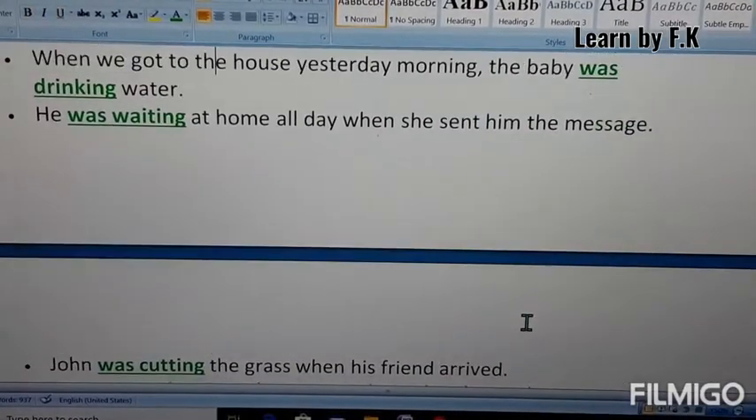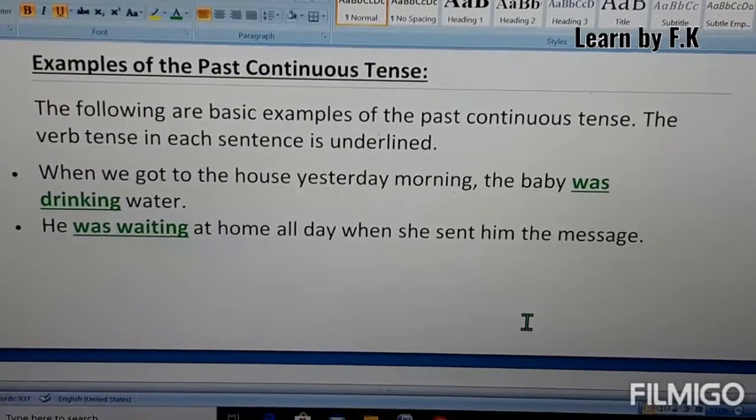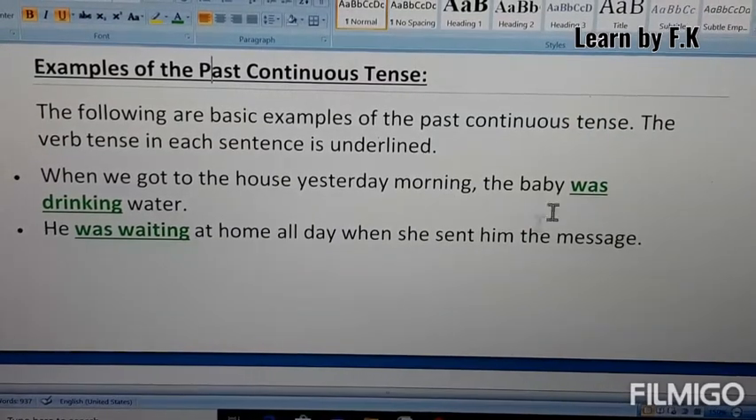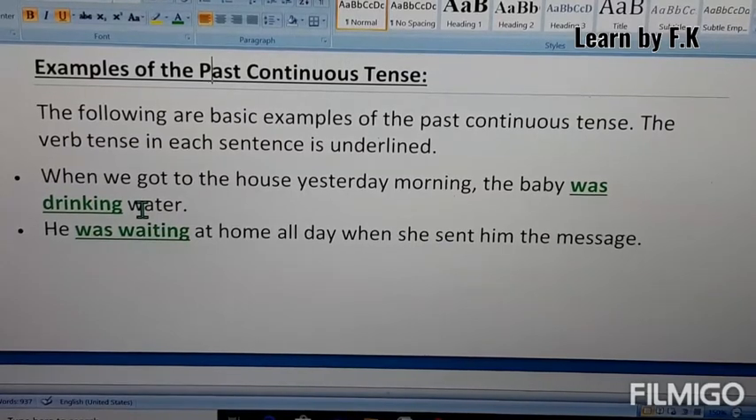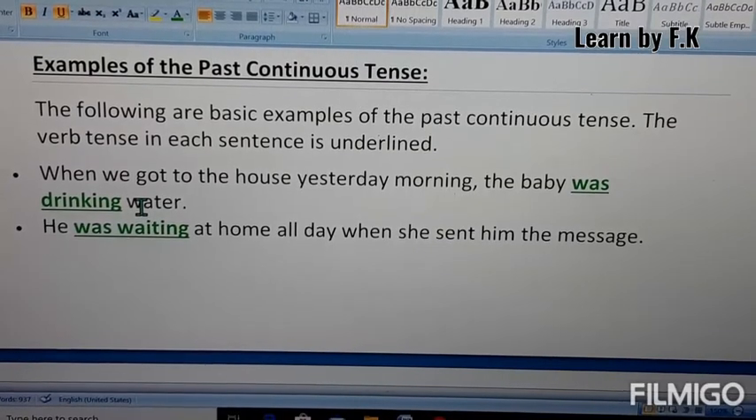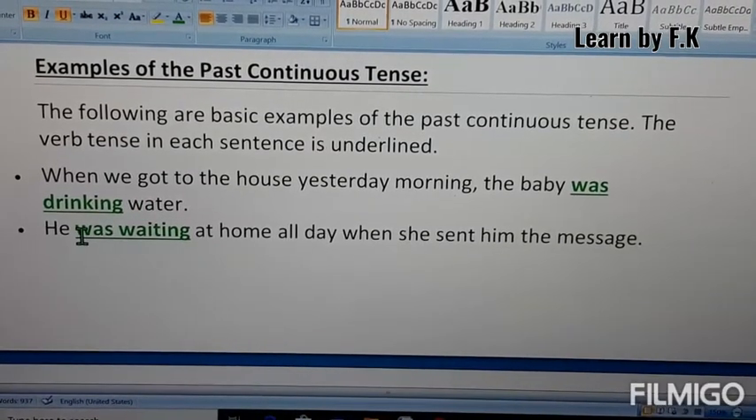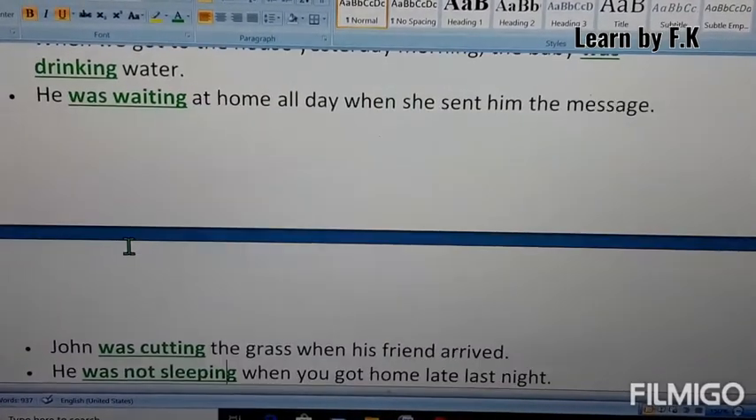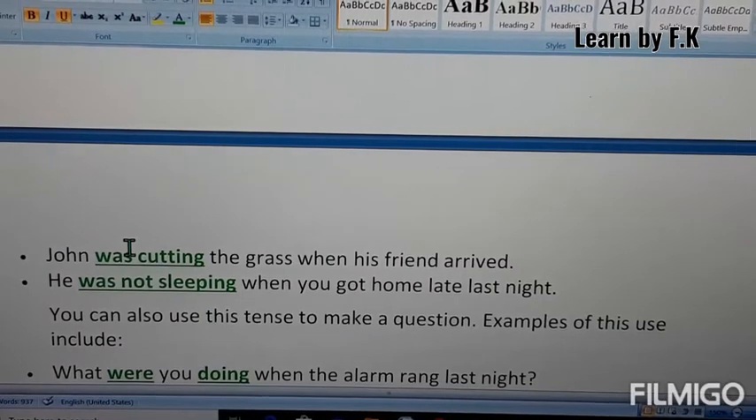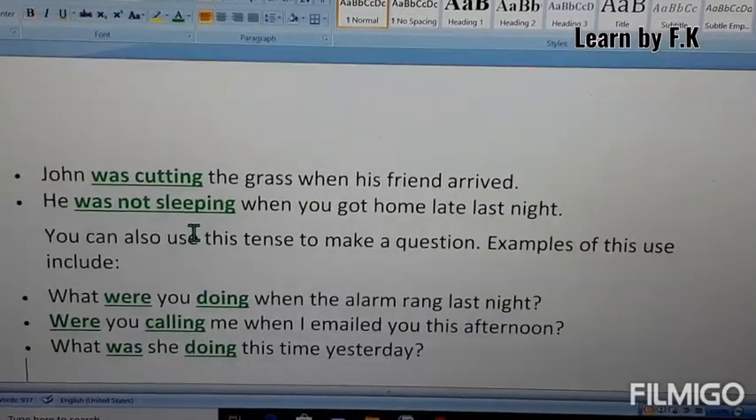Examples of past continuous tense are here. The following are basic examples of the past continuous tense. The verb tense in each sentence is underlined, which means the green underlined words show you the past continuous tense. When we got to the house yesterday morning, the baby was drinking water. Here was drinking is past continuous tense. He was waiting at home all day when she sent him the message. Here was waiting is past continuous tense. Similar are the other examples like was cutting, and was not sleeping, which is negative, while was cutting is an affirmative sentence.